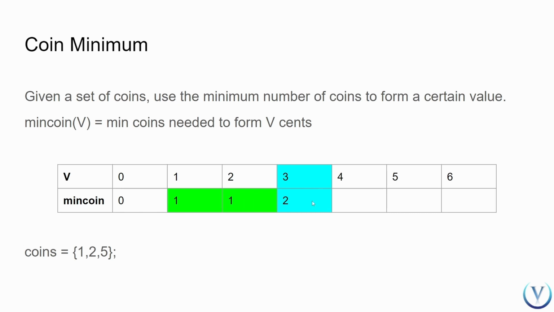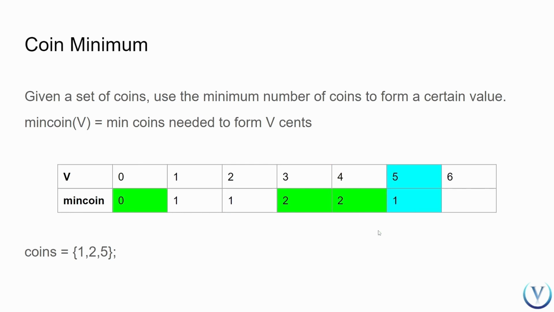For 3, it is 2 because we can consider forming 1 cent first and then taking a 2-cent coin, or we can consider forming 2 cents and then we take a 1 cent coin. Both of these will yield the same number of coins, which is 2. For 4, we can consider taking 2 cents and then we add a 2-cent coin, or we can consider forming 3 cents first and then we take a 1 cent coin. One can see that 1 is less than 2, so we rather choose forming 2 cents and then taking a 2-cent coin.